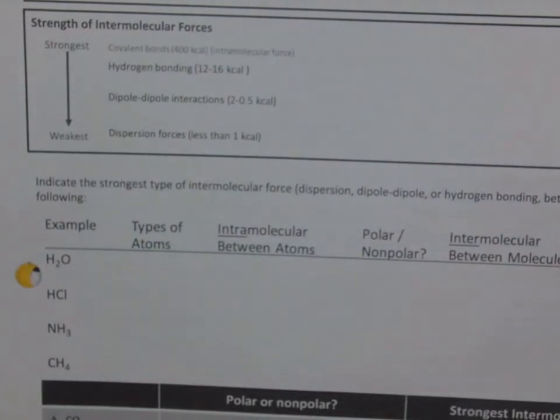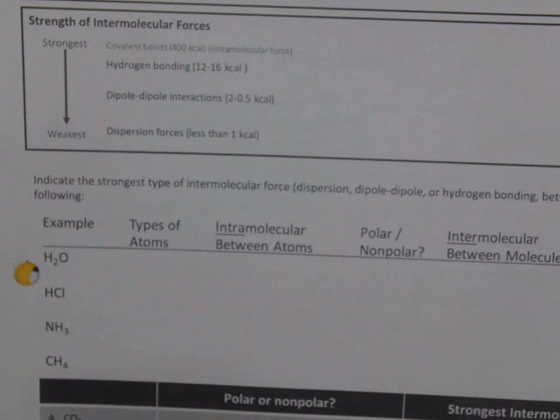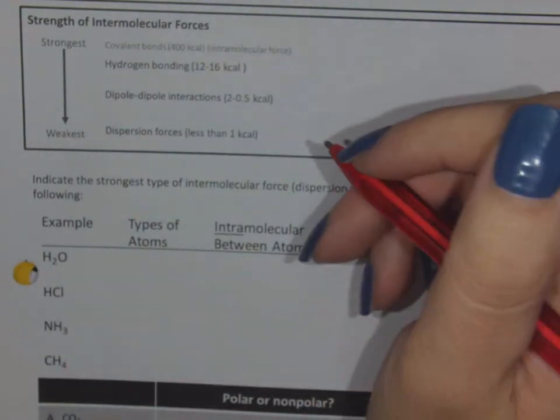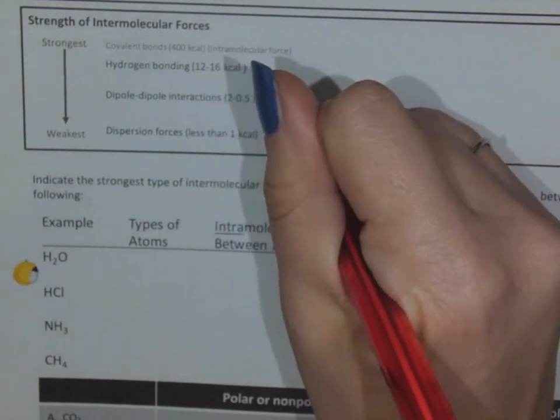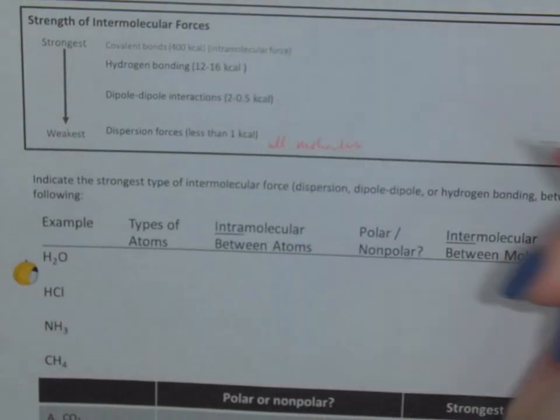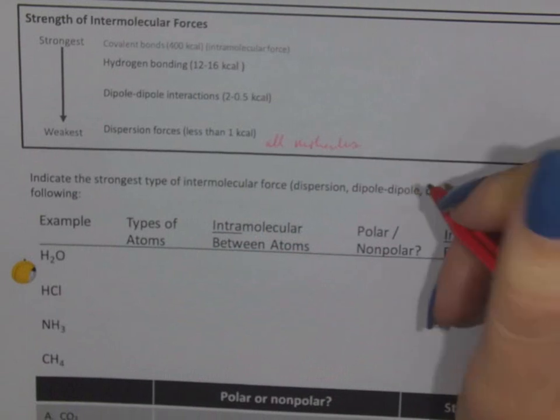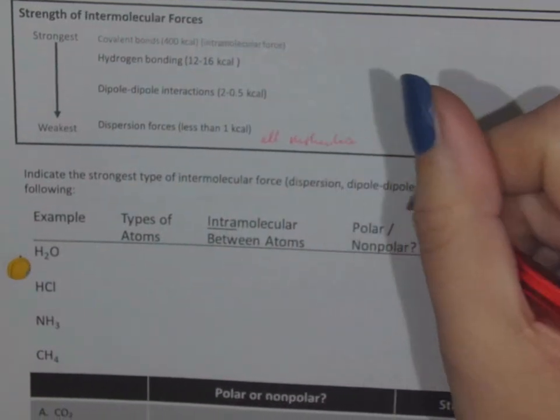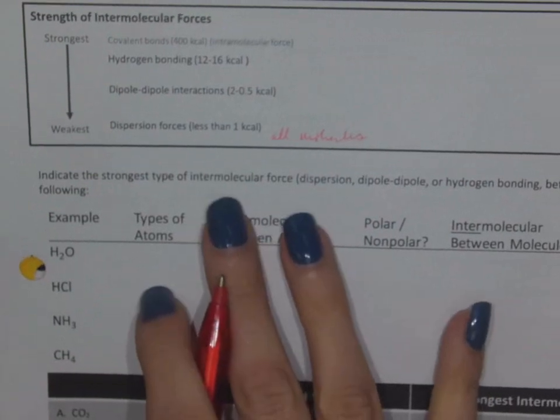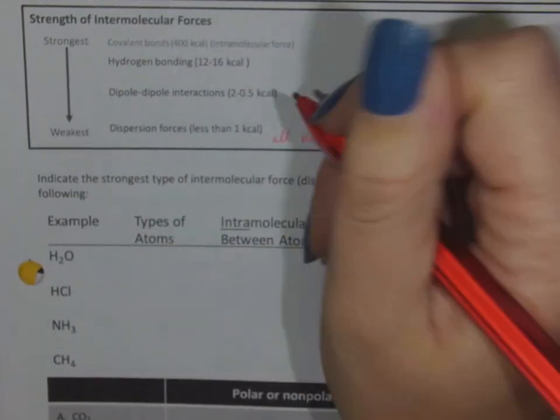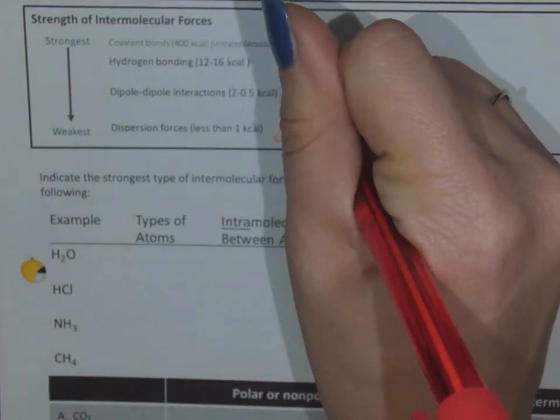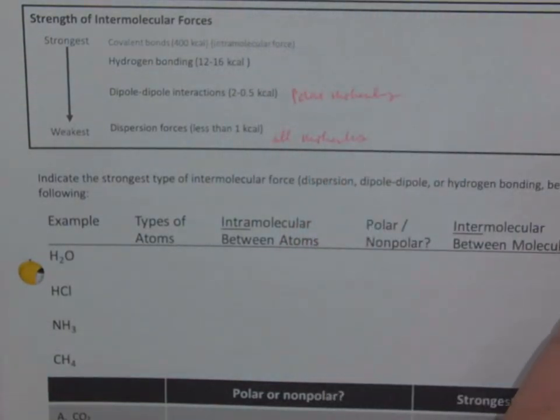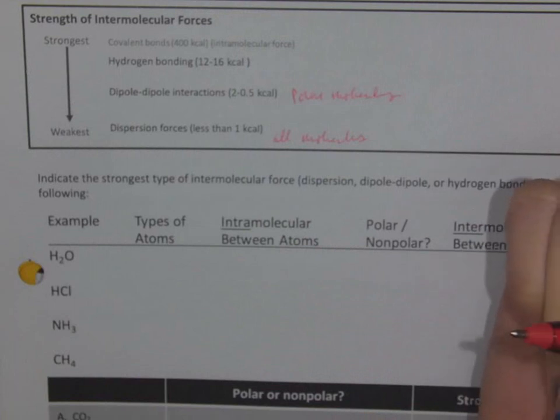Okay? And so remember from last class that London dispersion forces occur for all molecules, and they are the only ones for non-polar molecules. Now, dipole-dipole happens for polar molecules. And then we have this really strong hydrogen bond.